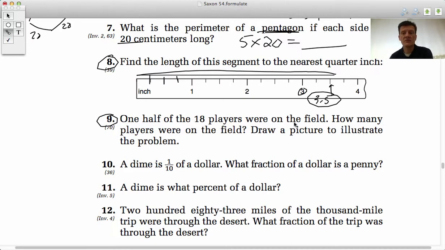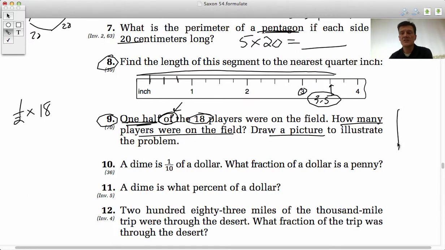1/2 of the 18 players were on the field. A half of 18. See this "of" word right there? That "of" means multiplication. So half times 18. That's what that means. How many players were on the field? Draw a picture to illustrate.